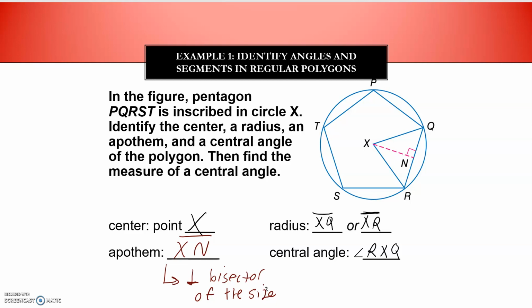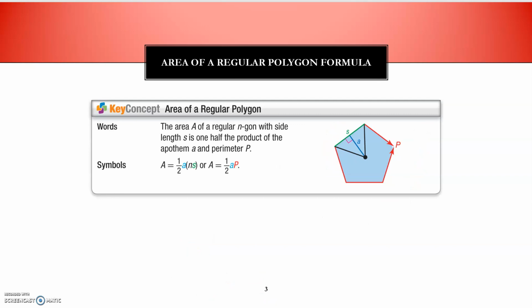All right, so for this video, I'm just going to jump straight to the formula. We're not going to derive it. The formula for area of a regular polygon is very much like the area of a triangle formula. 1/2 apothem times n, which is the number of sides, and times s, which is the length of one side. I usually use that one. But there is the other one there.